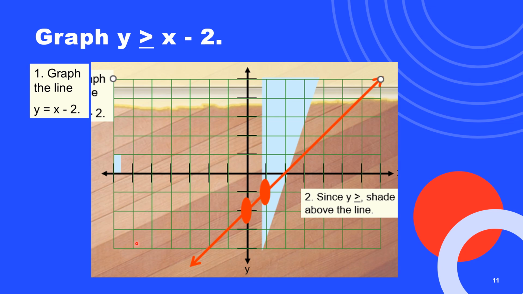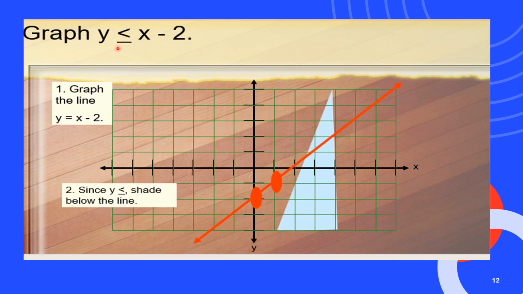For example, we have to graph y is greater than or equal to x minus 2. So y is equal to x minus 2. So this is our line. Since our y is greater than or equal, shade above the line. So from here, this is our shaded area. It should be above the line.